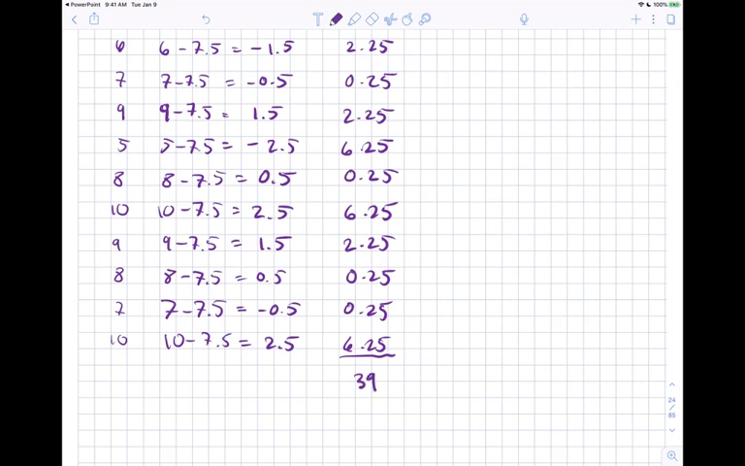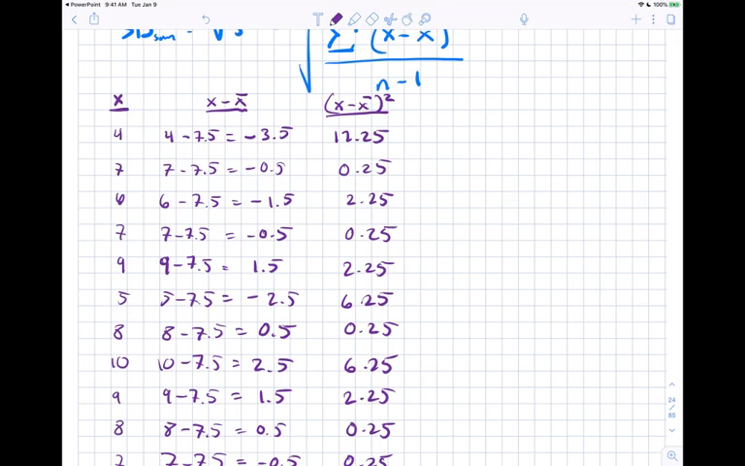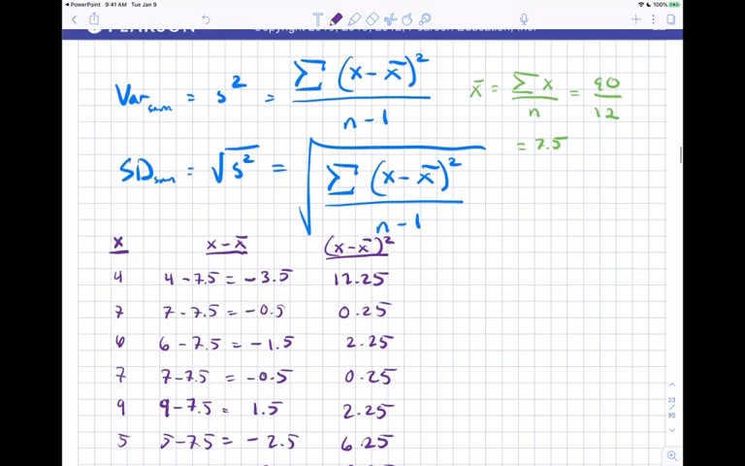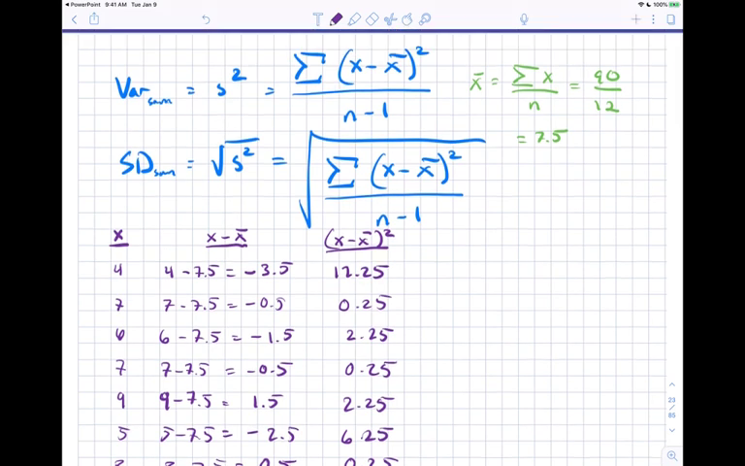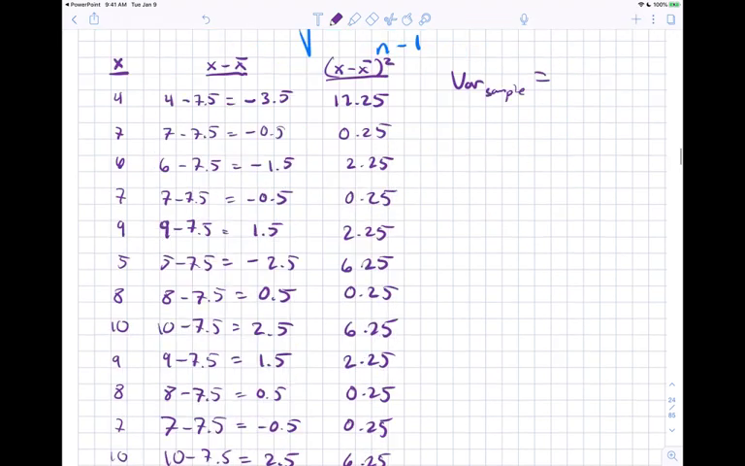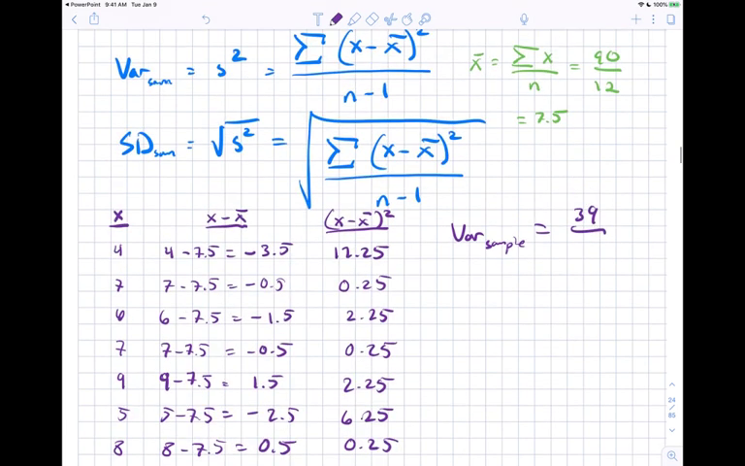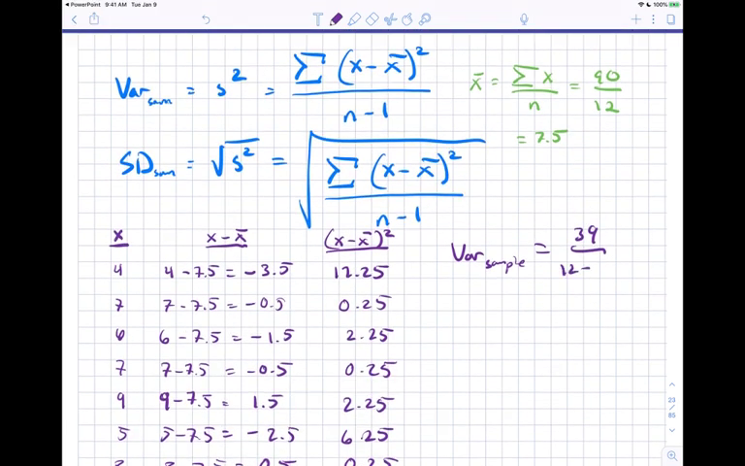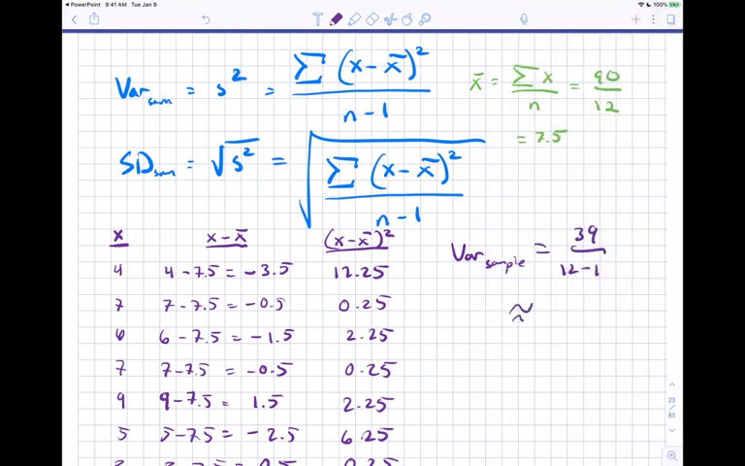Now I know we're doing this manually. I'm just showing that it's possible. Now obviously there's software that does all this stuff quick for you. So then the sample variance is 39 divided by 12 minus 1, so that answer divided by 11. 3.5 approximately. Okay.